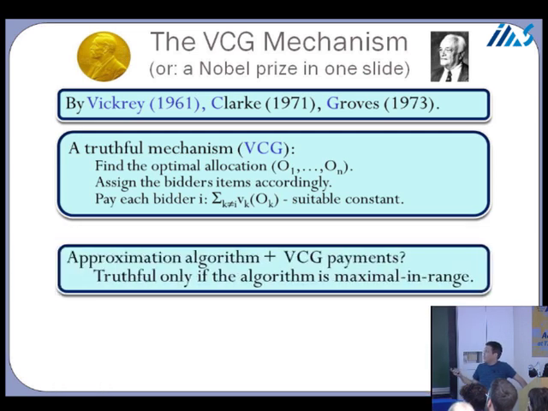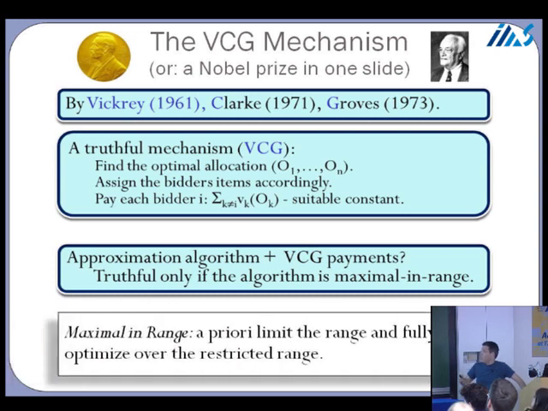So, first naive idea: we have a 1.58 approximation algorithm. Let's use this approximation algorithm, allocate accordingly, and then use the idea behind the VCG payments. Let's pay each bidder the sum of the values of all other bidders in the approximate solution. Unfortunately, we know that this does not work. To be more specific, this works only if the algorithm is maximal in range. So what is a maximal in range algorithm? It's the following type of algorithm. We a priori select a subset of the range, some pre-selected set of allocations, but fully optimize over this restricted set.